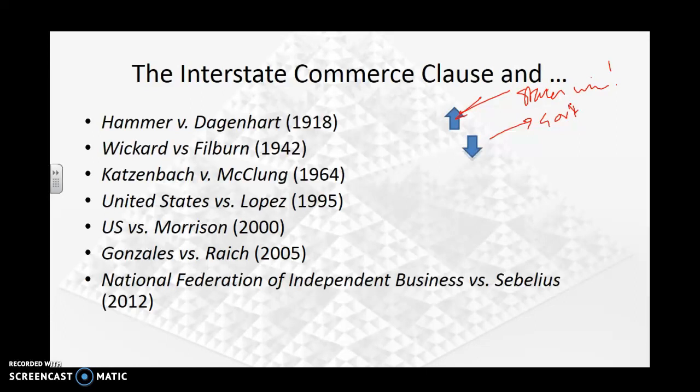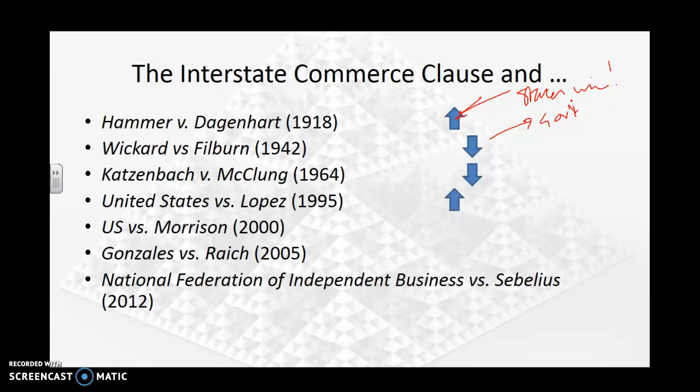Katzenbach versus McClung. This is to do with desegregation of restaurants in Alabama, I think it was. And again, finding for the federal government. But after that, things start to turn against the federal government.